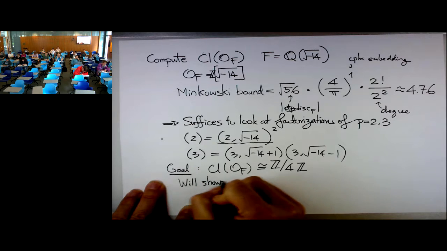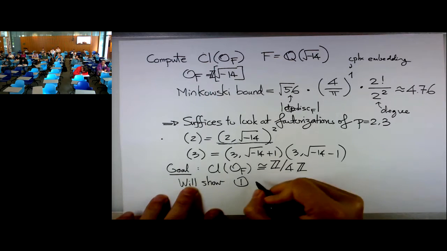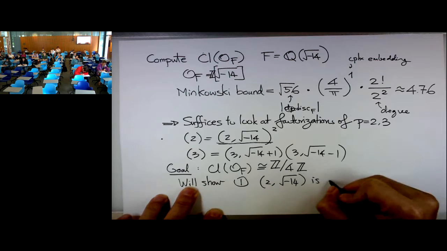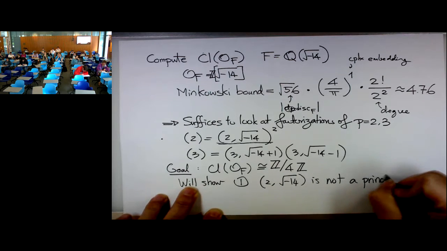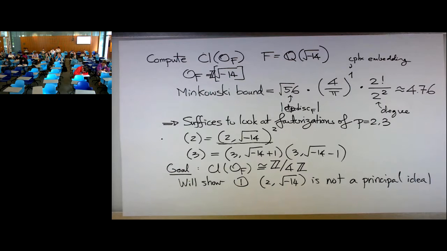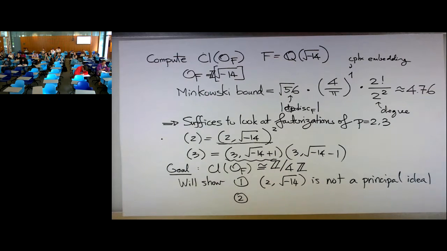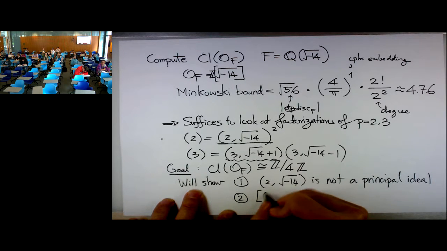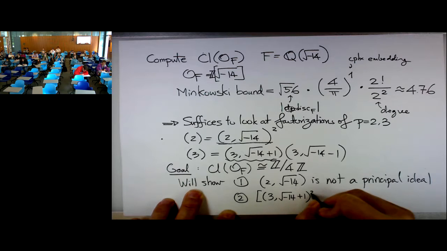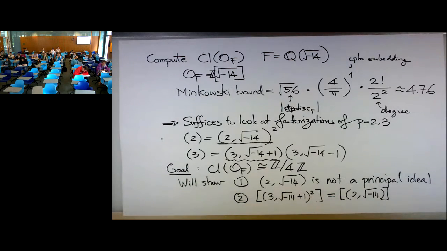What we will show is, first of all, that this ideal (2, root of negative 14) is not a principal ideal, and therefore it will represent a non-trivial element of order 2 in the class group. Secondly, I'll show that it represents an element of order 4 in the group. In a cyclic group, that really means that if I square this element, I get the ideal class which has order 2. Yeah, in a group of order 4, you square the element of order 4 and you get the element of order 2.